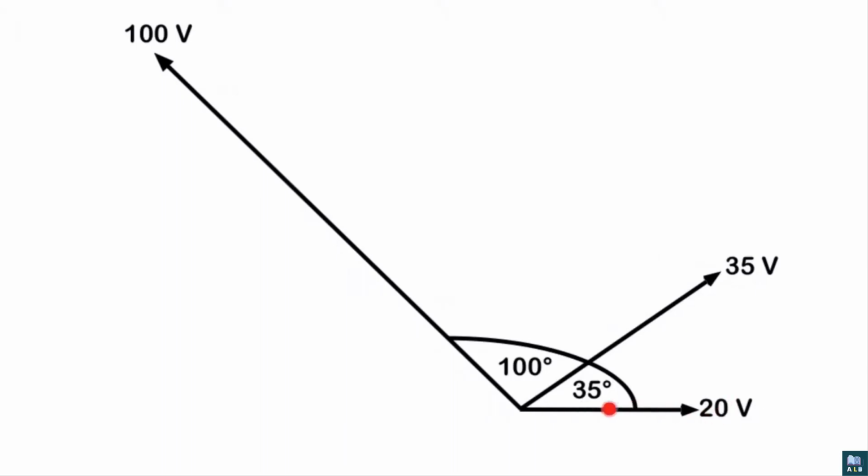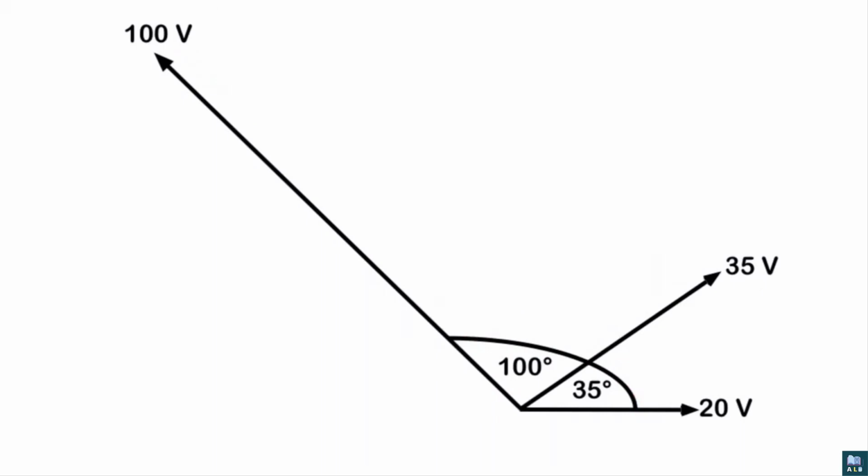I've got one vector here, 20 volts, this vector here at 35 volts, and this vector here at 100 volts. Now we need to look at these. We're going to use this 20 volts as our reference, so I'm going to say that this guy here is 20 volts at 0 degrees. I've got a 35-degree angle in here, so this will be 35 volts at 35 degrees. Beyond that, I have 100 degrees, so I'm going to add that 100 to the 35. So I've got 100 volts at 135 degrees.